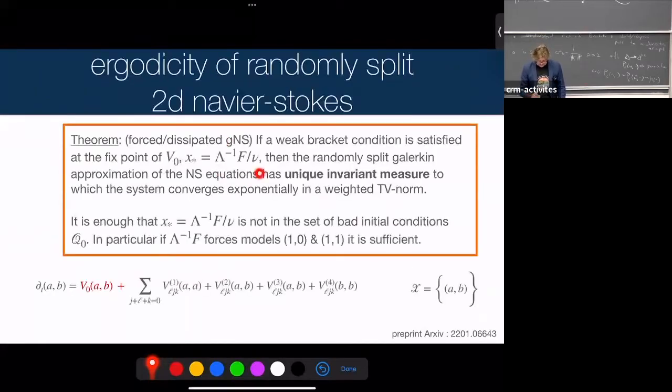If you add forcing now, so if you add a dissipation matrix, which it can't yet be partial dissipation, but I think it's completely doable, and you add a body forcing, as long as the dissipation matrix applied to the deterministic body forcing is not on one of these bad sets of initial data, then you can actually prove that the whole system is uniquely ergodic, has a spectral gap, converges exponentially to equilibrium.